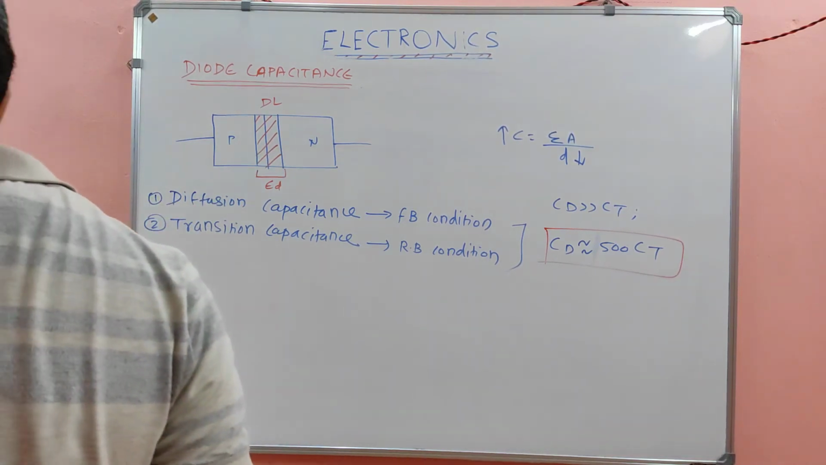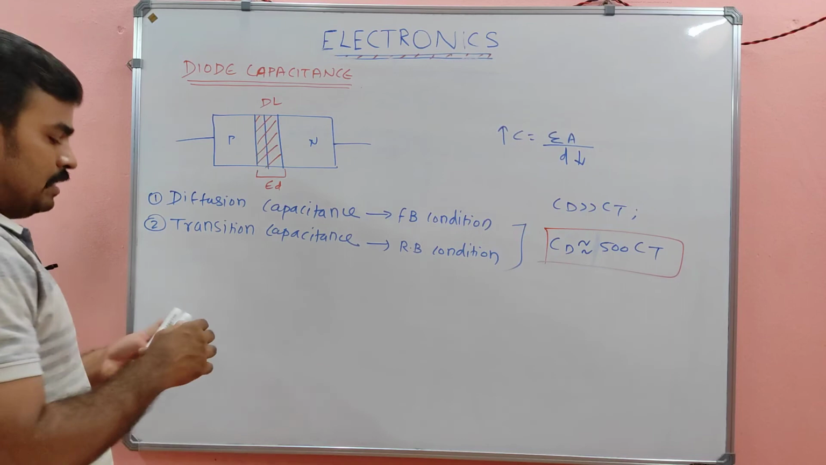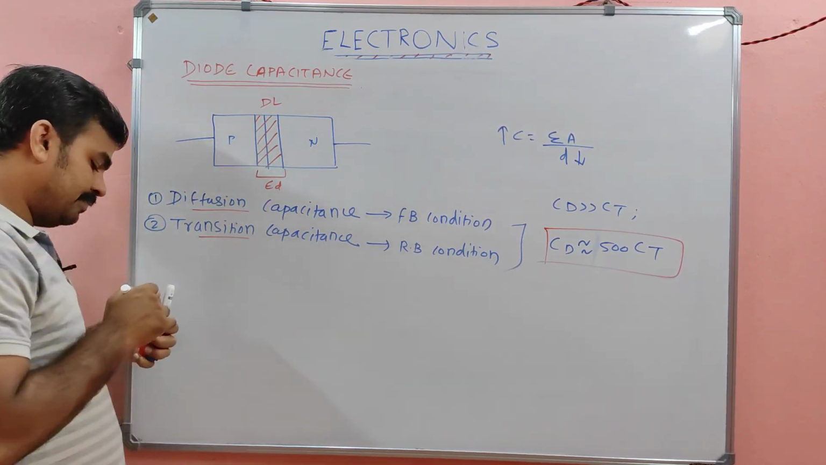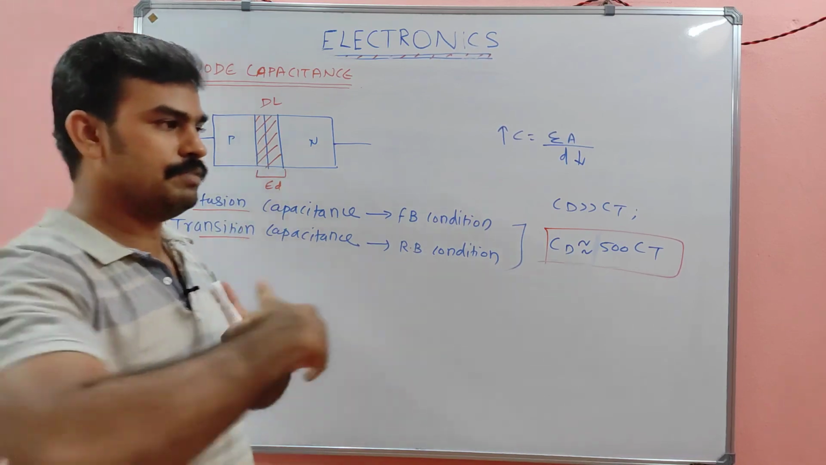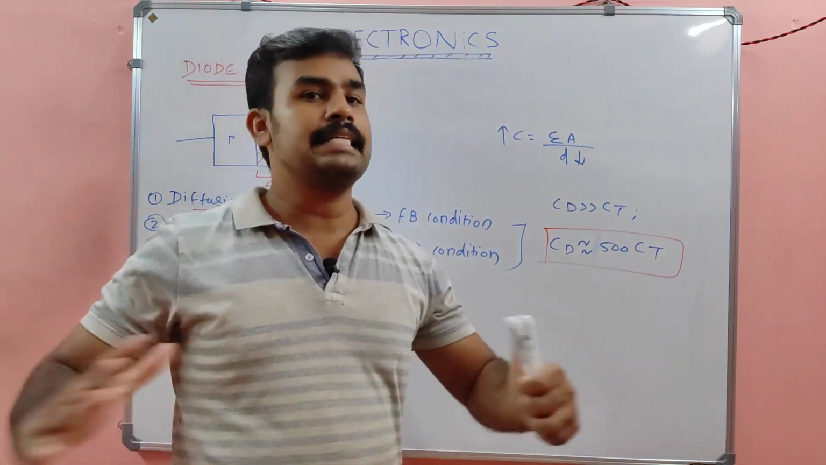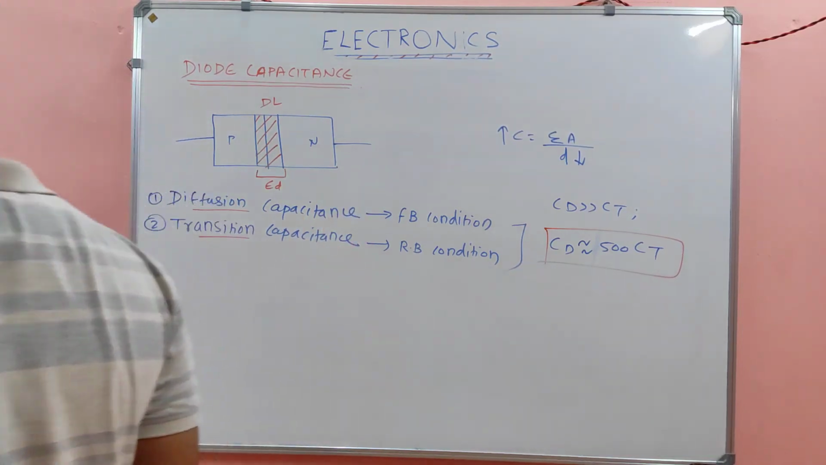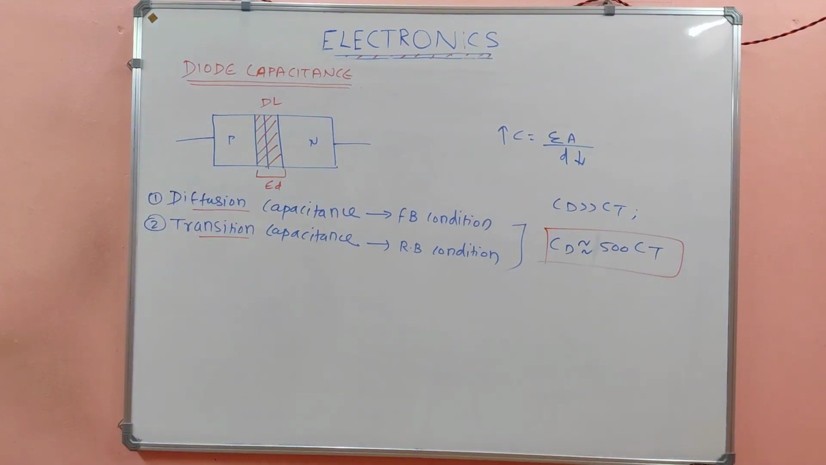So there are two types of capacitance you have to define. From the examination point of view, this is very important. Diffusion is in forward biased condition, transition is in reverse biased condition. That only you have to note from here. Okay, is it clear? So that's all about the diode.